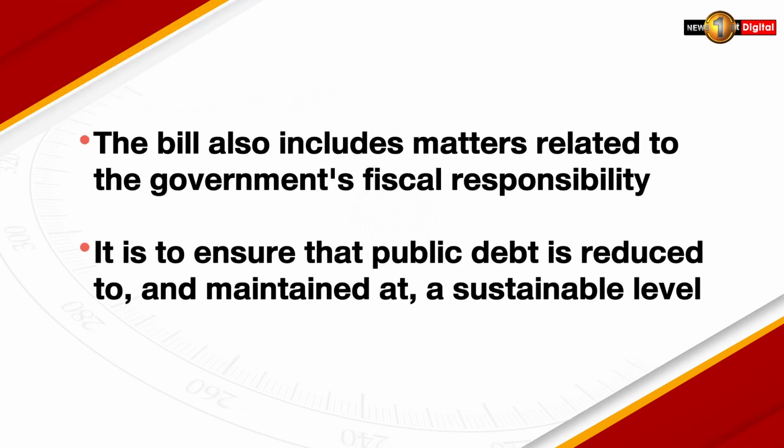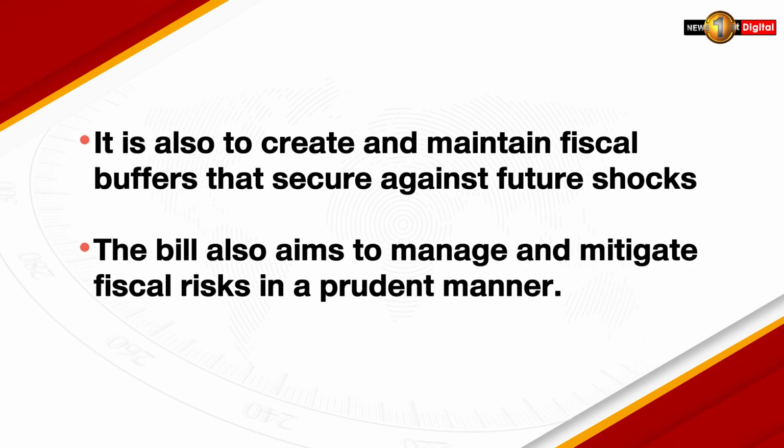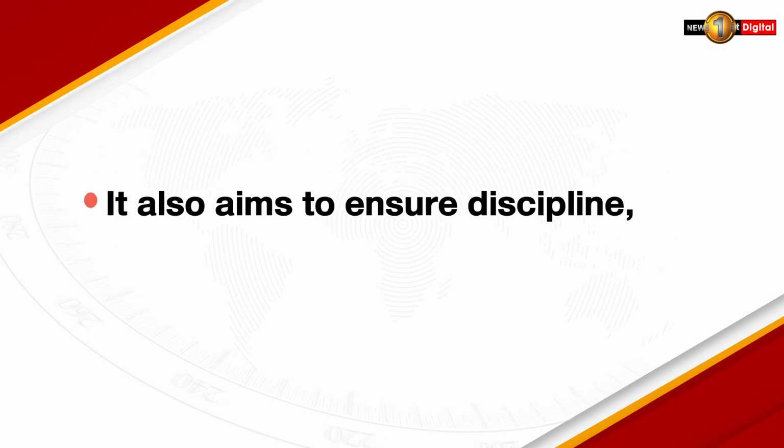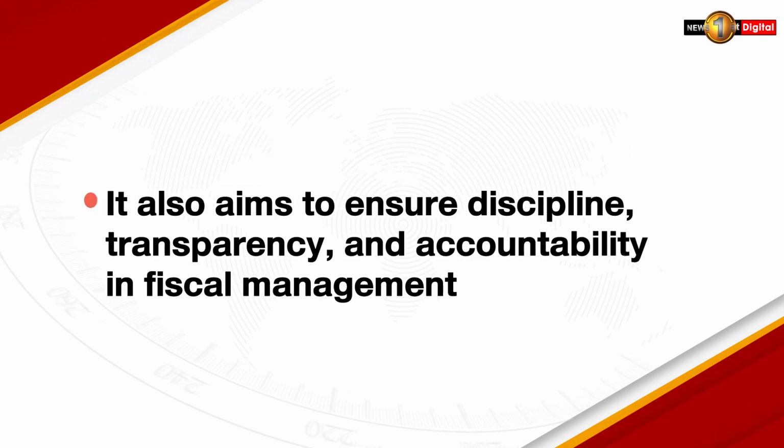The bill also includes matters related to the government's fiscal responsibility. It is to ensure that public debt is reduced to and maintained at a sustainable level. It is also to create and maintain fiscal buffers that secure against future shocks. The bill also aims to manage and mitigate fiscal risks in a prudent manner. It also aims to ensure discipline, transparency and accountability in fiscal management.